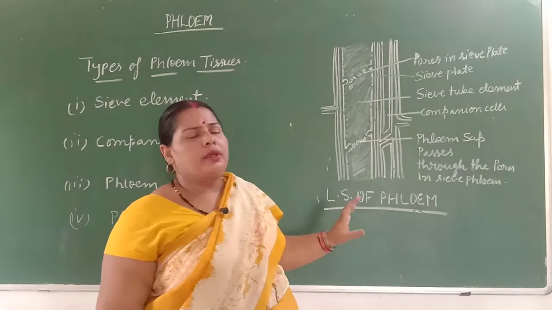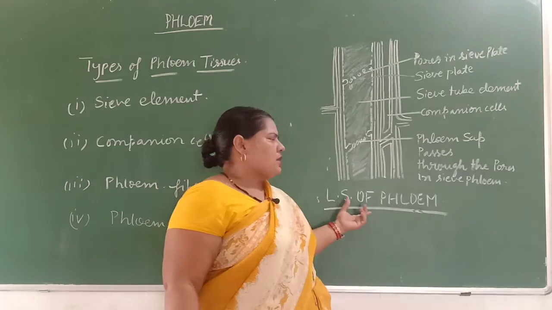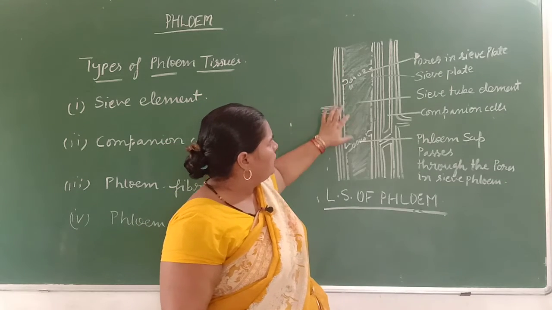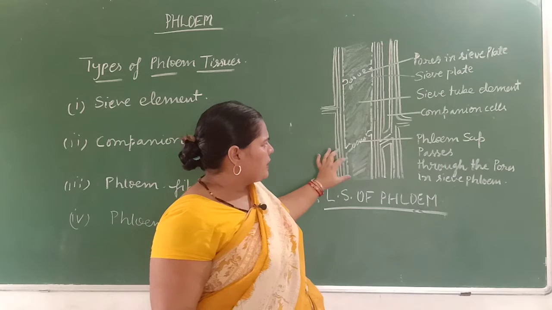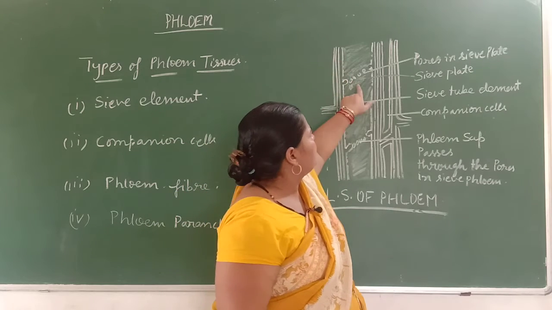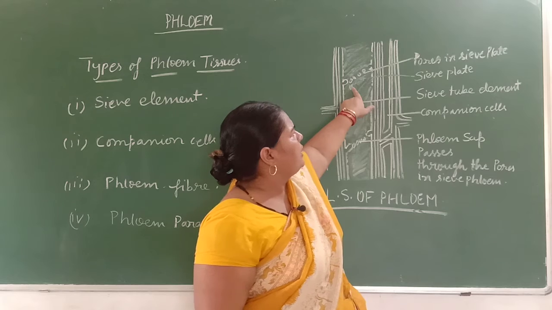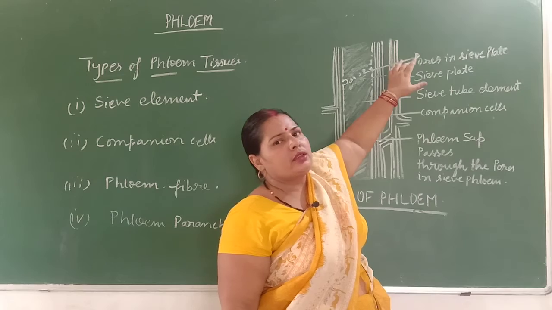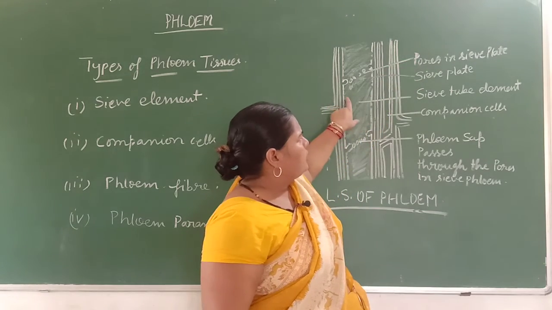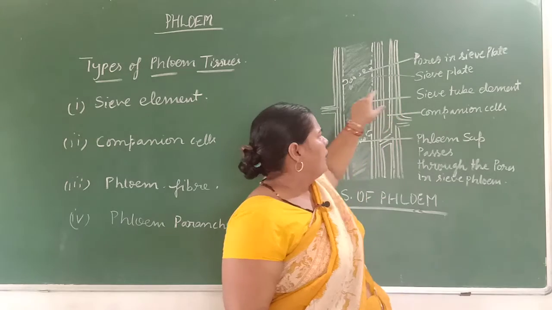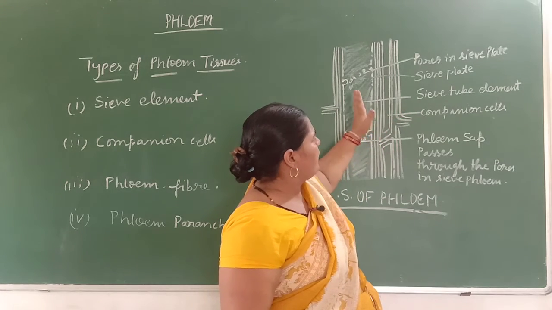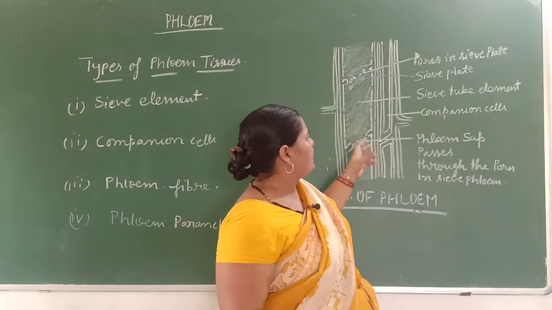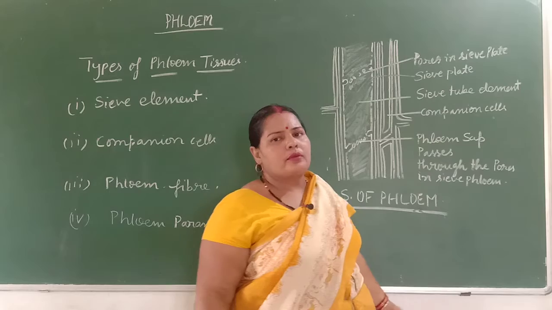Here is the structure of the LS of the phloem, in which you see the longitudinal section of the phloem. This structure is the sieve element, and this sieve element has the sieve plates. Here you see the sieve plates, and here you see the sieve pores on the sieve plate. Here you see the sieve tube element. After that sieve element you find the companion cells, and here the phloem sap passes through pores in the sieve tube.